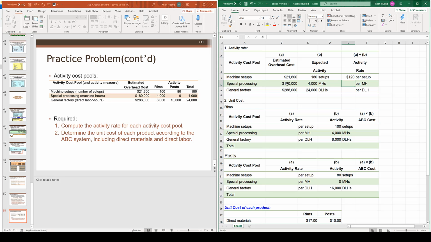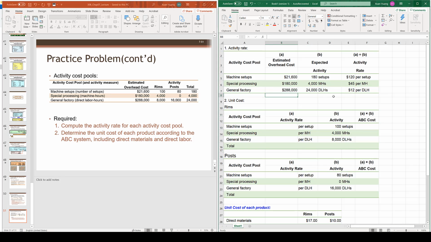For special processing, we do the same thing. Estimated overhead cost of 180,000 divided by the expected level of activity gives us $45 per machine hour. For general factory, 288,000 divided by 24,000, we get $12 per direct labor hour. Keep in mind, for each activity cost pool, the activity measure is different.